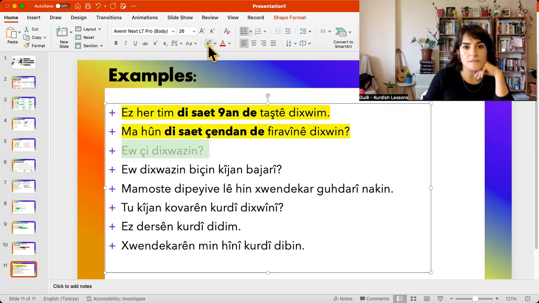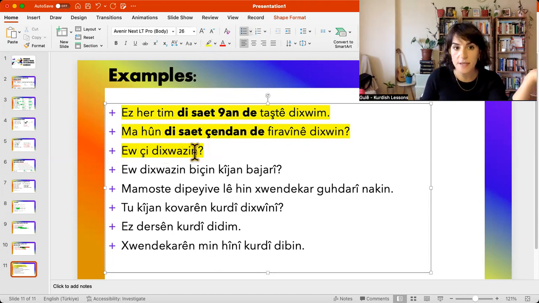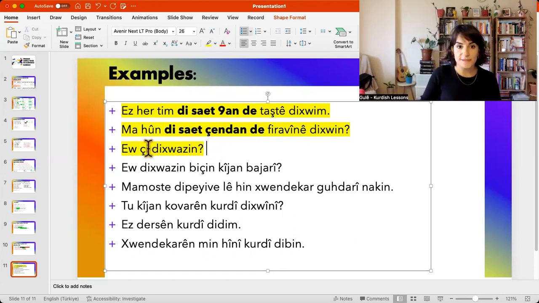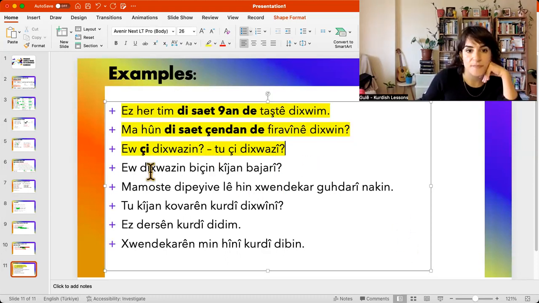The third one: "awchid the khwazen?" What do they want? So cho, what is it? It's the object, it's before the verb. Even though it's a question, it's before the verb. Okay? Or, what do you want?